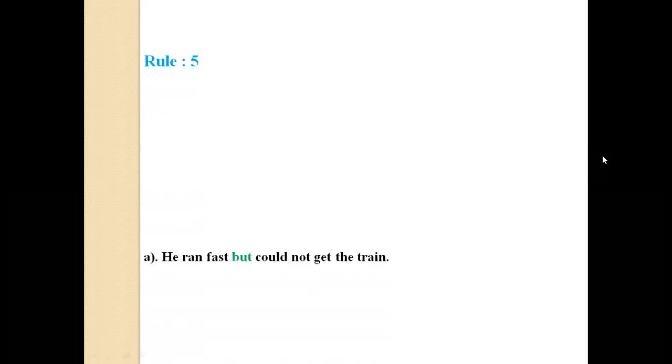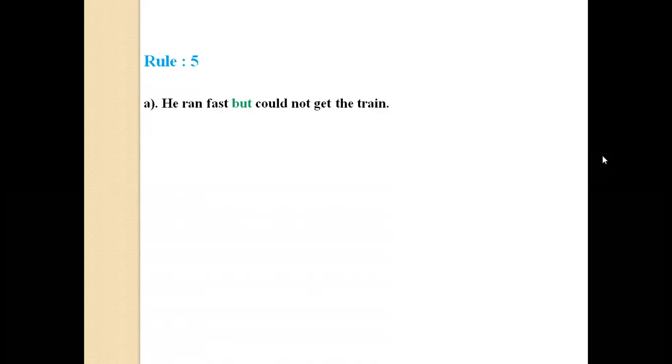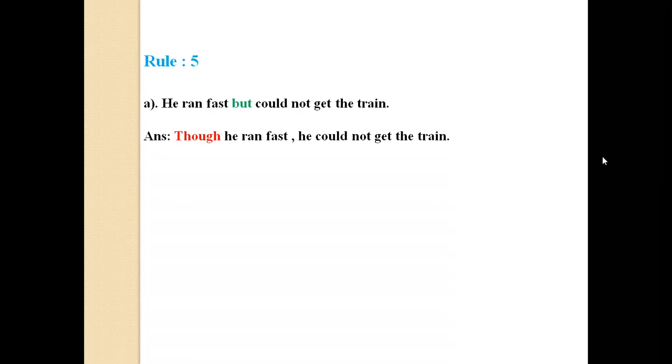Rule 5. He ran fast but could not get the train. If there is but in a compound sentence and you want to turn it into complex, use though or although at the beginning of the sentence, omit but and put a comma. So the answer will be: though he ran fast, he could not get the train.